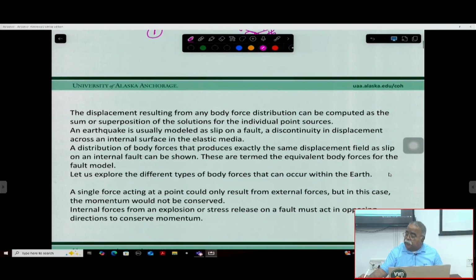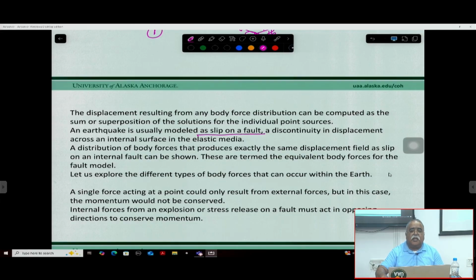Now earthquake is usually modeled as a slip on the fault, right? So that means the fault is being slipped, and that is what the earthquake is actually all about, and the displacement is all about. This is your internal displacement, and we try to calculate the force, or try to understand the force, which produces the same displacement. That is what we call an equivalent body force.